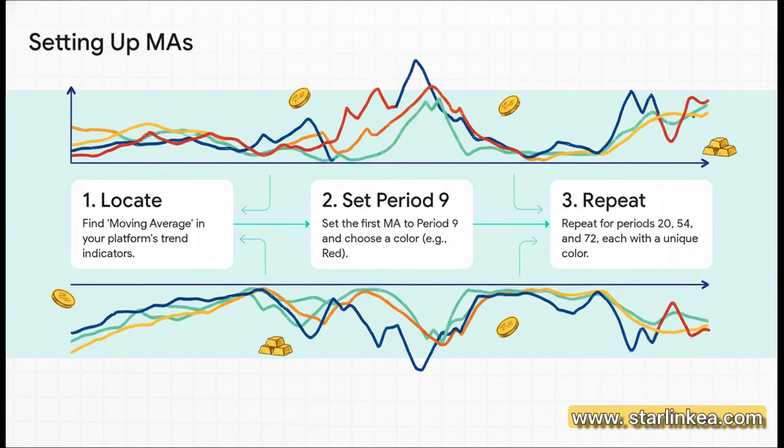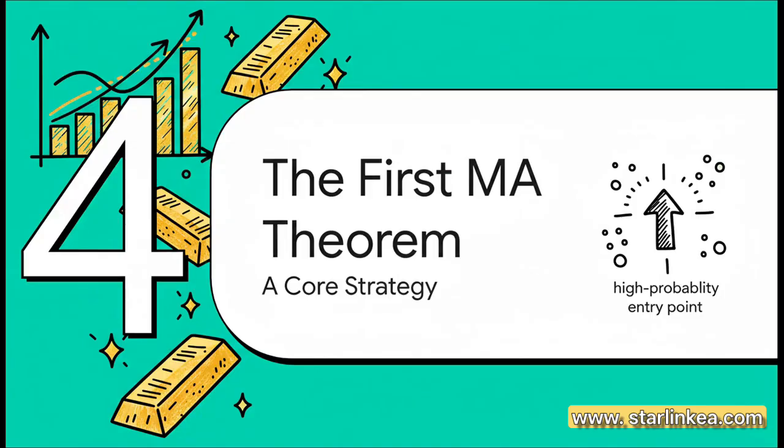Just go into your trading platform, find the moving average indicator, it's usually under trend indicators, and add it to your chart 4 times. For the first one, set the period to 9 and pick a color, let's say red. Then just do it again for 20, 54, and 72. And this is important. Make sure you give each one its own unique color. Trust me, you'll thank yourself later when you can tell them apart in a split second. All right, our charts are set up and looking good. Now it's time for the magic.